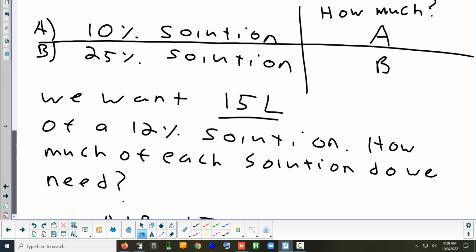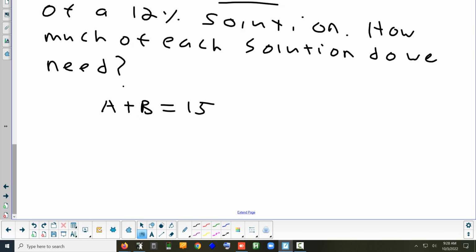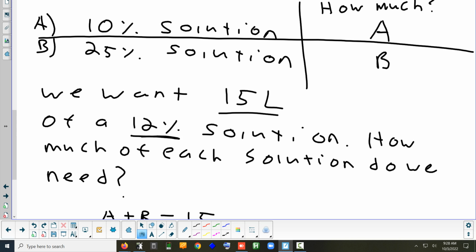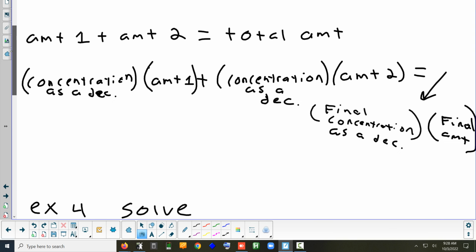Now, if that's all you knew, then you could say, well, could I mix 1 liter of A and 14 of B? Sure, that'll give you 15. I don't know if that'll give you 12%, but it would give you 15. But we also have to get 12%. That's the concentration. So now we need the second equation.